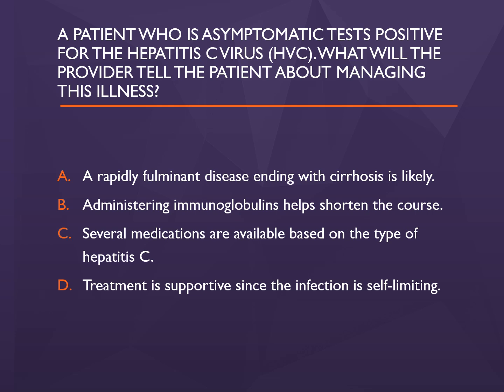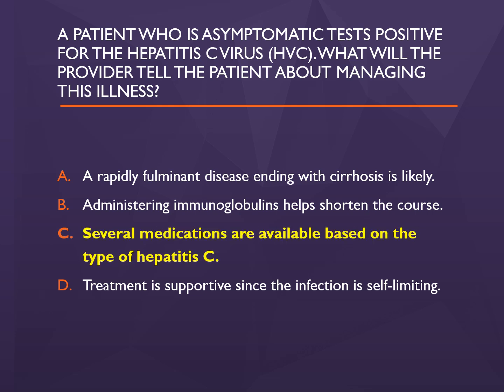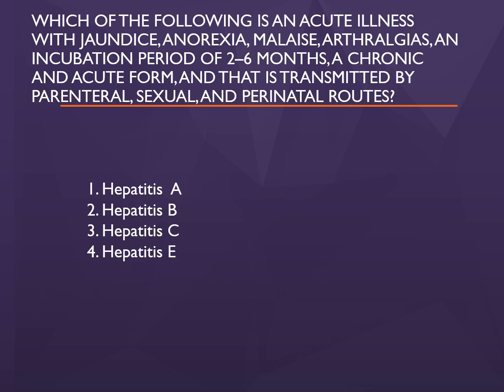A, will you tell the patient rapidly progressive disease ending with cirrhosis is likely? B, administering immunoglobulins helps shorten the course? C, several medications are available based on the type of hepatitis C? Or D, treatment is supportive since the infection is self-limiting? The answer is C.